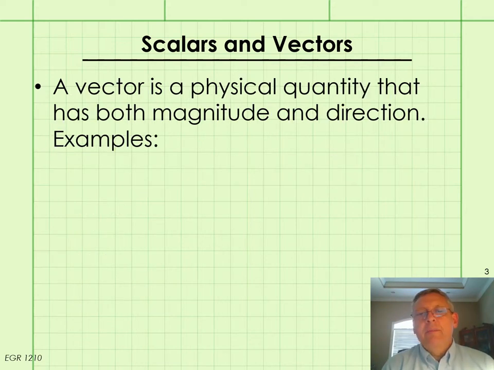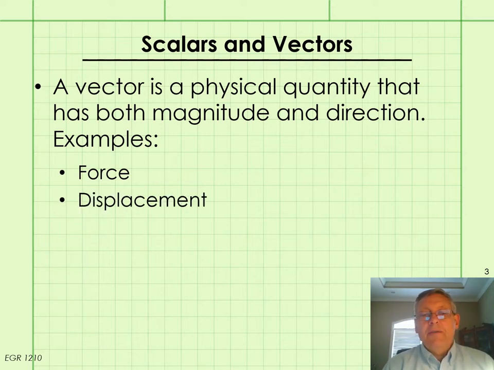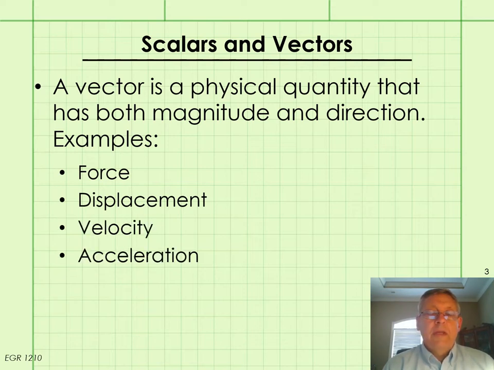Vectors, on the other hand, have both magnitude and direction. Can you think of any physical quantities that meet the definition of a vector? Force. We discussed force being a vector a little bit in lecture one. Displacement. Velocity. Acceleration. These are all examples of physical quantities that are vectors. They have both magnitude and direction. We will be making extensive use of force and displacement vectors in statics.